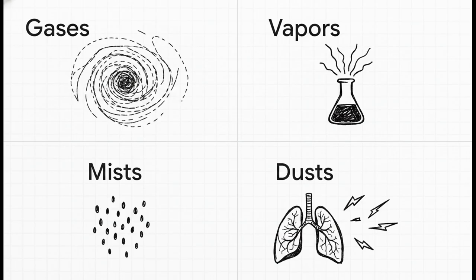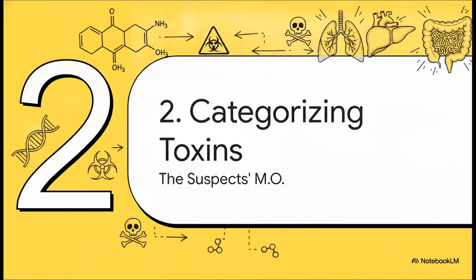Then you have mists. These are tiny suspended liquid droplets that often settle and really irritate the upper respiratory tract. And finally, dusts. These are tiny solid particles that can mechanically scar deep lung tissue. Knowing the state of the contaminant tells you exactly how it behaves, and more importantly, how it enters the human body. Section 2. Categorizing toxic substances, the suspects, MO.